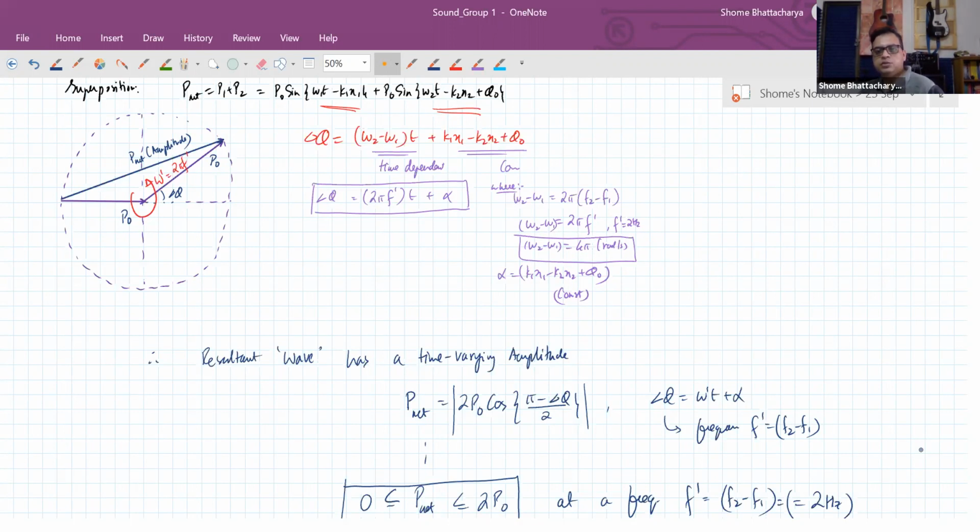So the individual sources were creating intensity of I naught. Then the resultant intensity will vary between 0 and 4 I naught at the rate of 2 beats per second, or every second twice. Once in every second twice, the intensity will vary between 0 and 4 I naught.